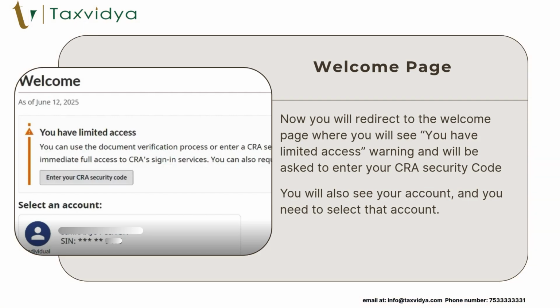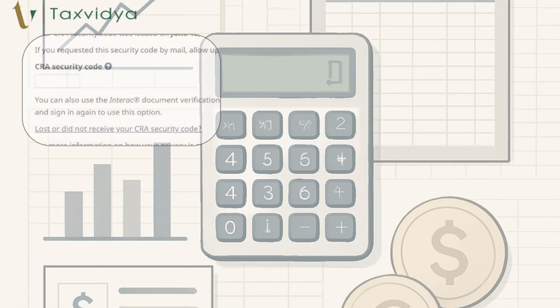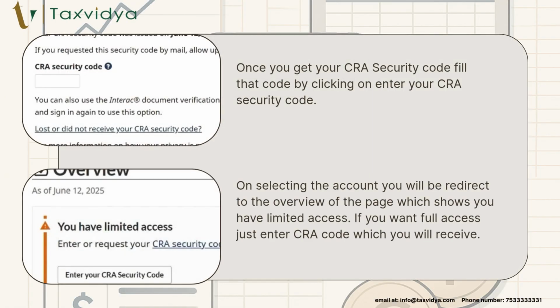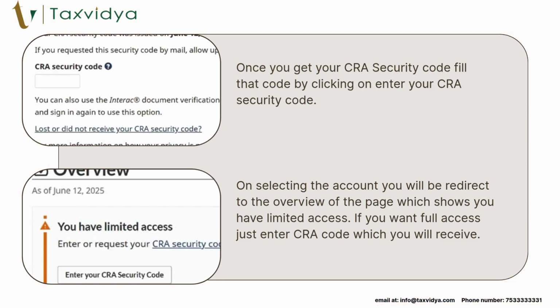You will also see your account, and you need to select that account. Once you get your CRA security code, fill in that code by clicking on Enter your CRA security code. On selecting the account, you will be redirected to the overview page, which shows you have limited access. If you want full access, just enter the CRA code which you will receive.